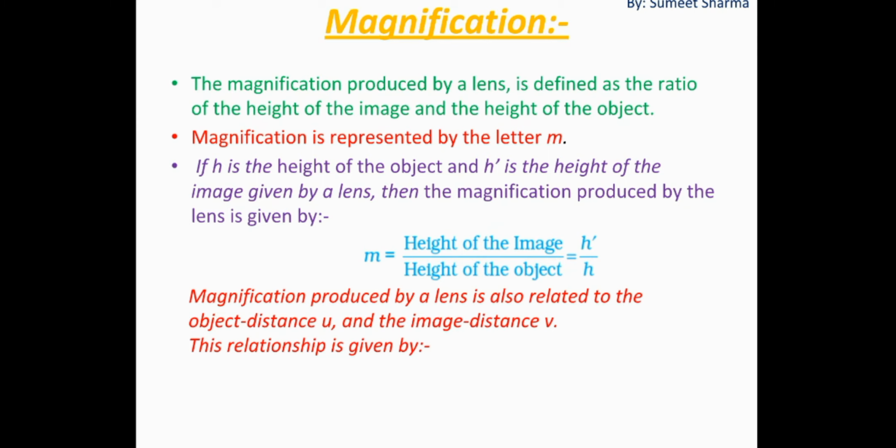Magnification produced by a lens is also related to the object distance u and image distance v. Magnification is also related to the object distance and image distance, and the relationship is given by magnification m is equal to h dash over h is equal to v upon u. Got the point? Magnification is equal to height of the image upon height of the object is equal to distance of the image upon distance of the object.